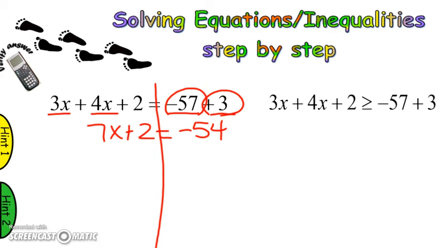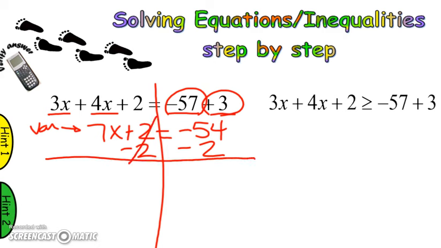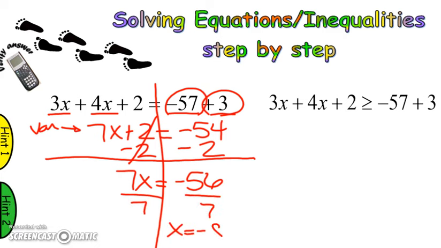All right, to continue, you know you need variables on one side and constants on the other. And because my variable is on this side, I want to move this constant. Remember, to move a constant, you take the inverse operation or the opposite of what's happening to it right now. So the opposite or the inverse of positive 2 is a negative 2. If I do it to one side, I have to do it to the other. Remember, draw your equal sign and cancel what you can cancel. So you're left with 7x equals negative 56. To solve, we're going to divide by 7. So x is going to equal negative 8.